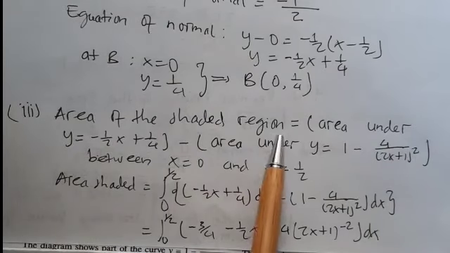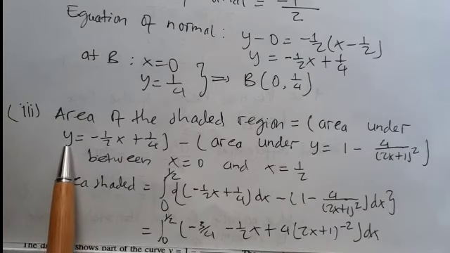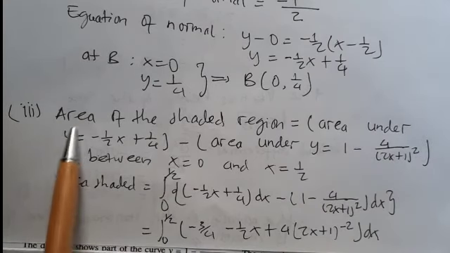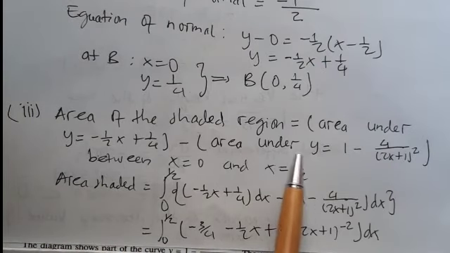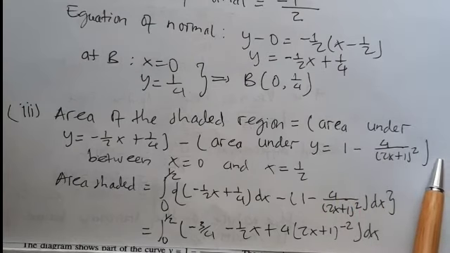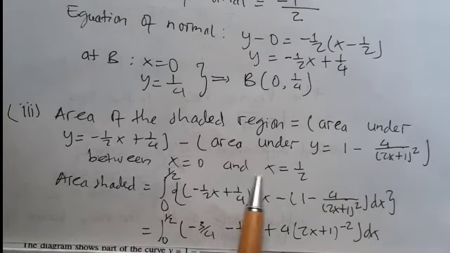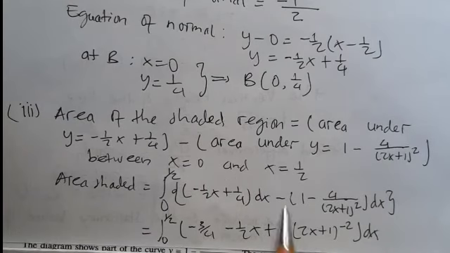The area of the shaded region equals the area under the normal line y equals minus half x plus 1 over 4, minus the area under the curve y equals 1 minus 4 over (2x+1) squared, between x equals 0 and x equals half. Thus the area is the integration from 0 until half of the normal line minus the curve.